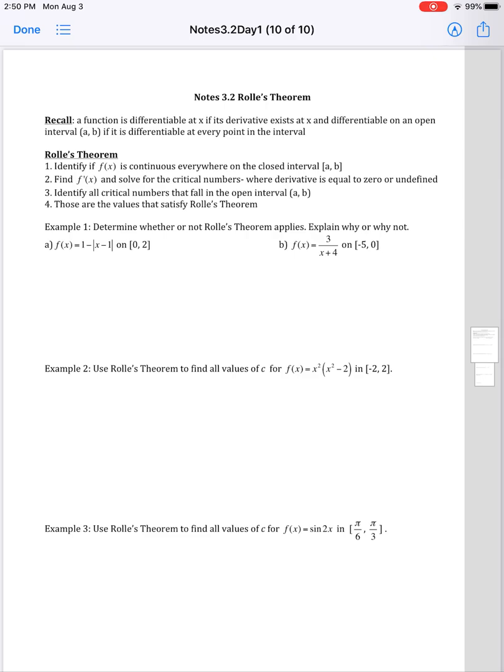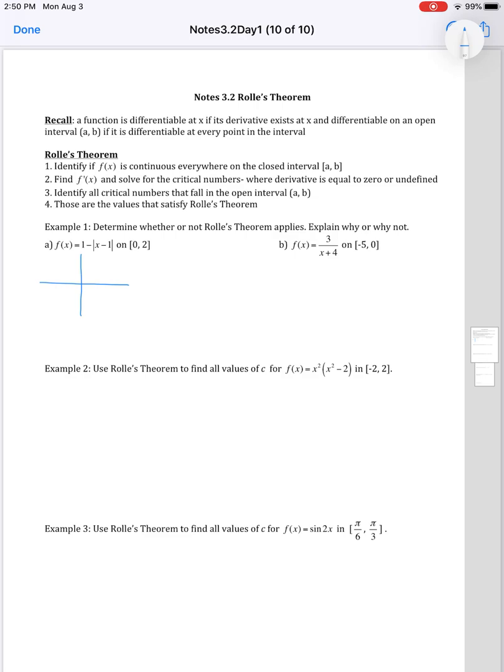Now here's the change: those that fall in the open interval (a, b). So I'm taking the closed interval and I'm now making it an open interval. And then those are the values that would satisfy Rolle's Theorem. So example 1 says, determine whether or not Rolle's Theorem applies, and explain why or why not. So all we're doing is saying yes or no with something to back it up.